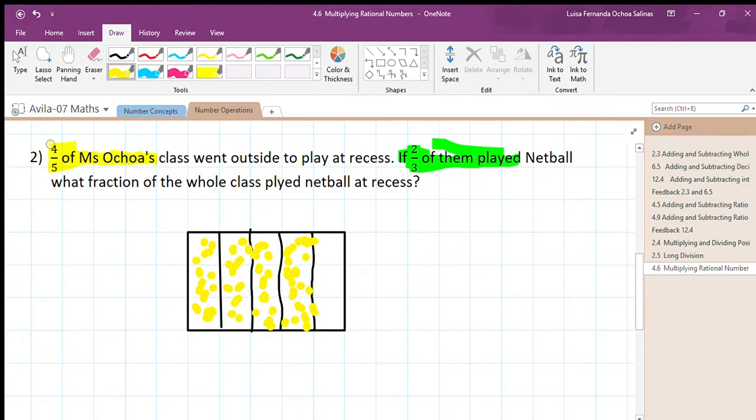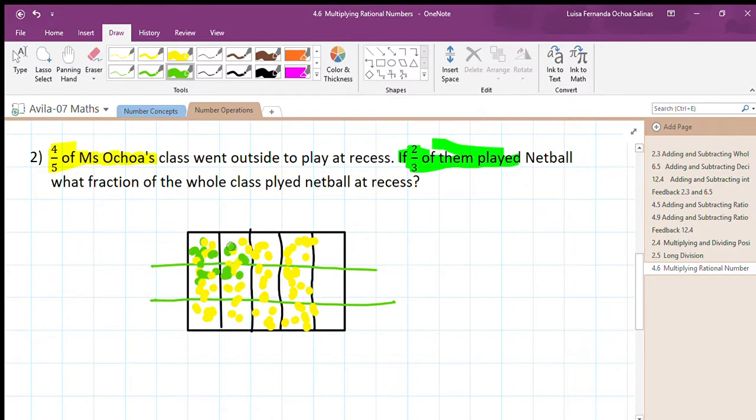Good. So I've done this part. I've modeled this part of the problem. Now it says that 2/3 of them play netball. So I'm going to divide this model now into 3 pieces. So I'm going to divide by 1, 2, and 3. Perfect. And now I'm going to shade 2/3 out of these ones. So I'm going to take this one here. I hope you can see which ones I'm shading here.